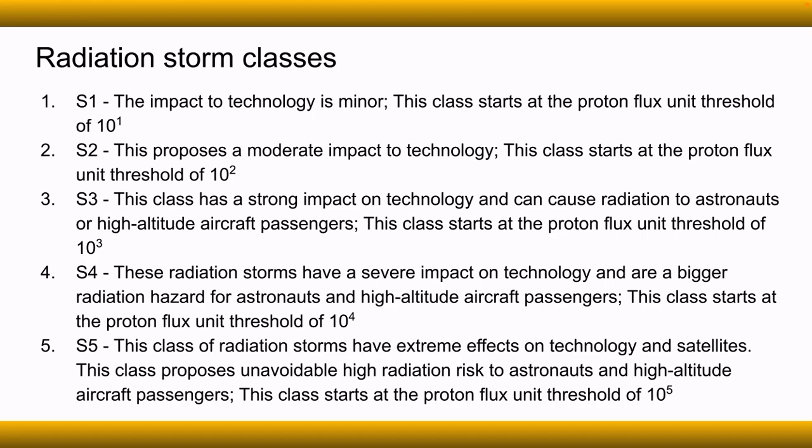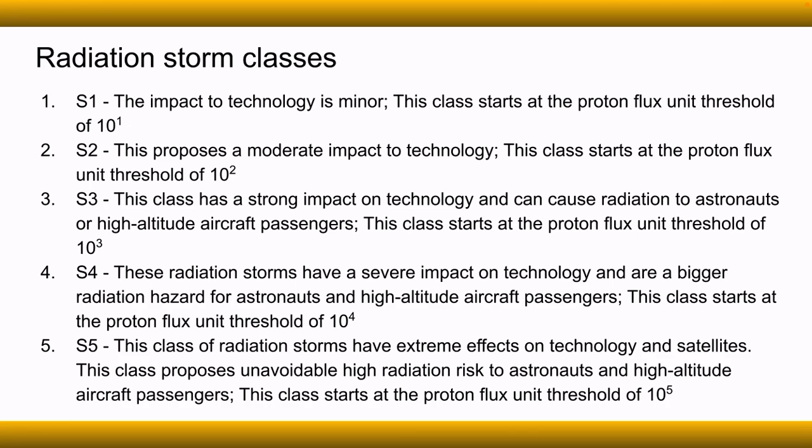S3 radiation storms have a strong impact on technology, and can cause radiation exposure to astronauts or high-altitude aircraft passengers. This class starts at the proton flux unit threshold of 1,000, or 10 cubed. S4 radiation storms have a severe impact on technology and are a bigger radiation hazard for astronauts and high-altitude aircraft passengers. This class starts at the proton flux unit threshold of 10,000, or 10 to the fourth.